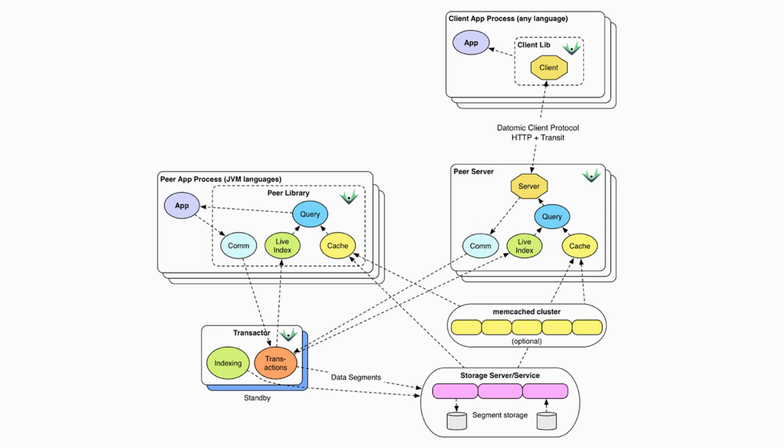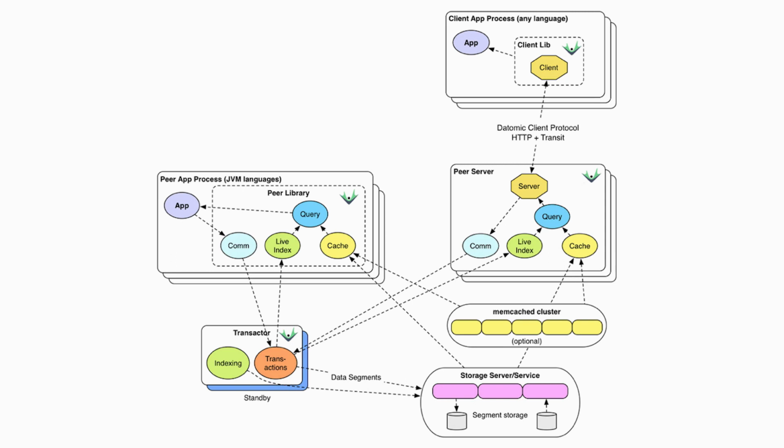On the other hand, there's also peers that are themselves servers. So a peer server is a process or a group of processes running in this role that act as servers and use HTTP as their protocol, and then clients, more traditional clients, can talk to them.